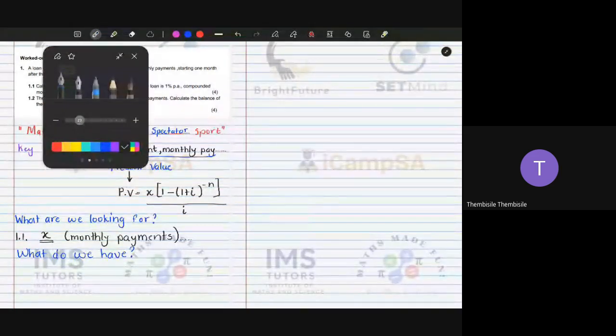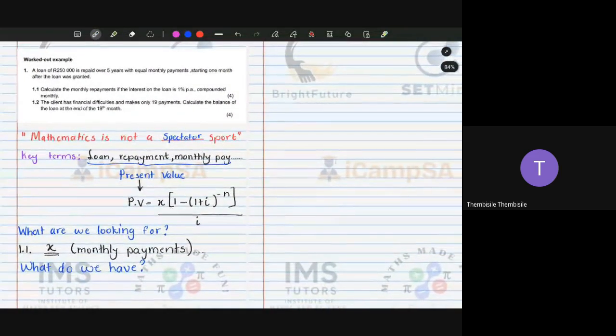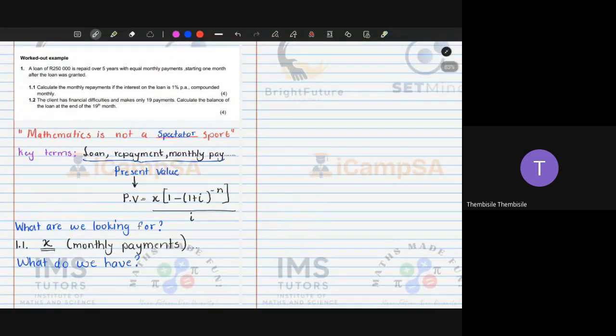So I need you guys to quickly give me what we have. What do you see that we have? We have PV, which is 250,000. On point, we have the amount which we are trying to borrow, which is 250,000. So it will be PV. What else do we have? Interest 1%. On point. So we have I equaling 1%.